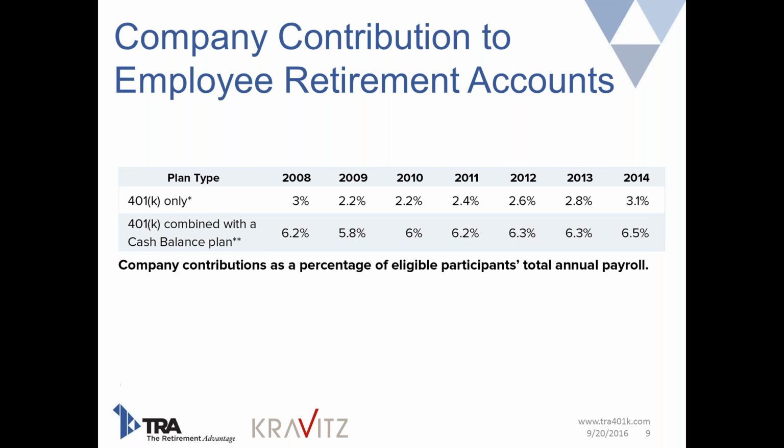And so we find that when financial advisors help their clients establish a cash balance plan for the owners and executives, the employees benefit, and they see the employer contributions double, usually in the form of a profit-sharing contribution to pass testing to have the cash balance plan. But we see a doubling effect with the employees.